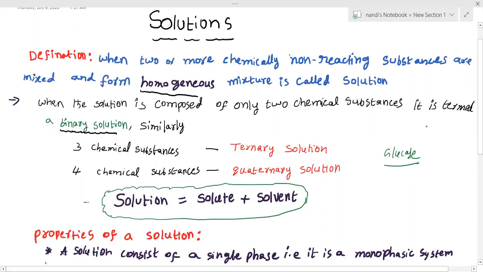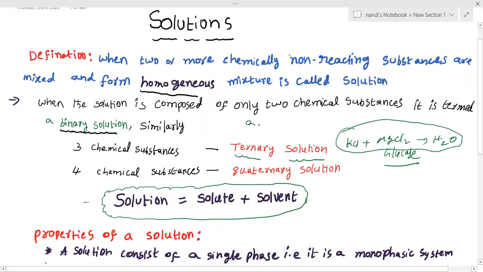Suppose a solution is formed by two components, then we call it a binary solution. We use this terminology for problem solving. Similarly, if three chemical substances are there, it is a ternary solution. For example, take a mixture of KCl plus MgCl2, and dissolve these two in water. How many components in total are here? Three components. That's what we call a ternary solution.